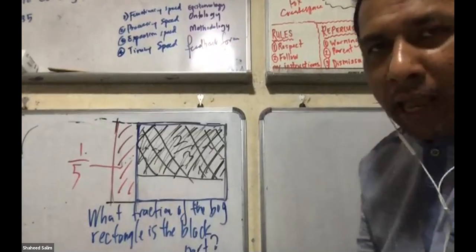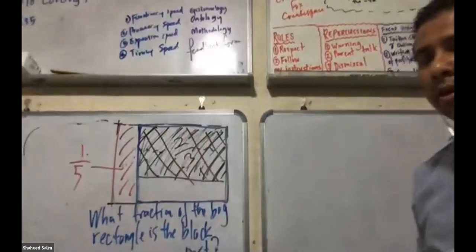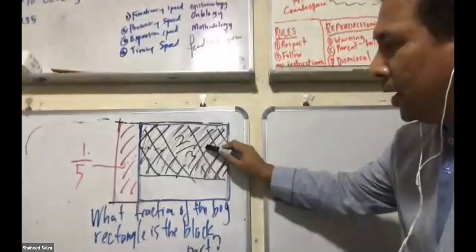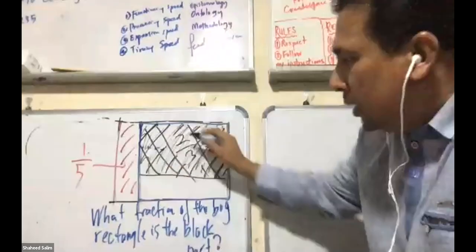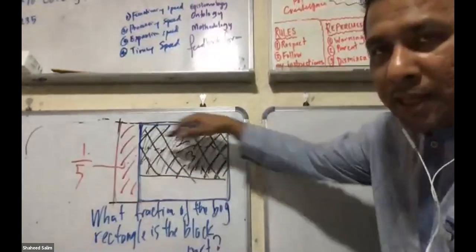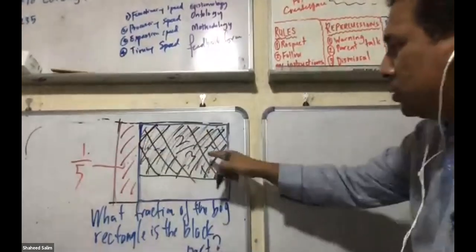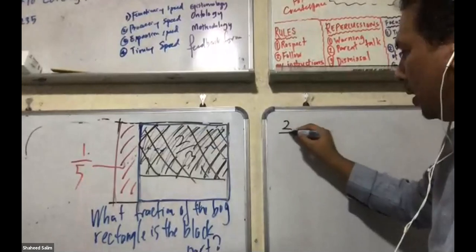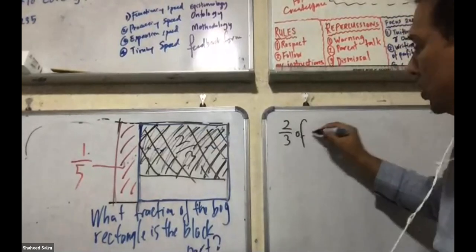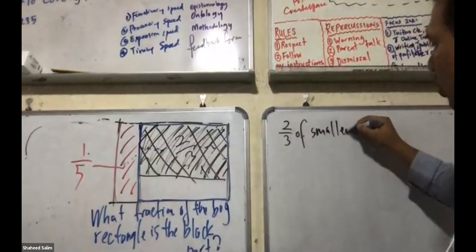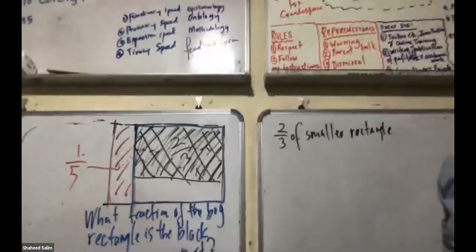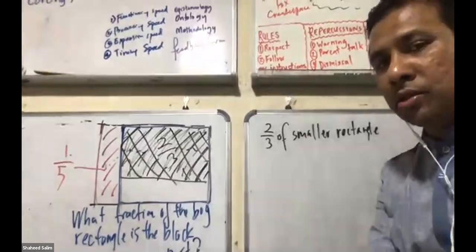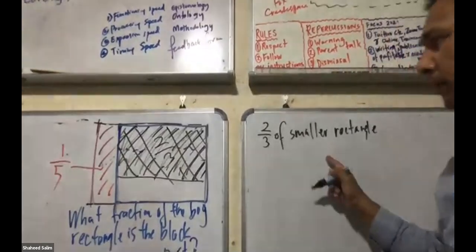Okay, I will show you now, and then I'll give you another question. Now, this part down here is 2/3 of the smaller rectangle. You agree? Do you understand this one? All right. This black part is 2/3 of the smaller rectangle. So you write it like this. Easy, right?